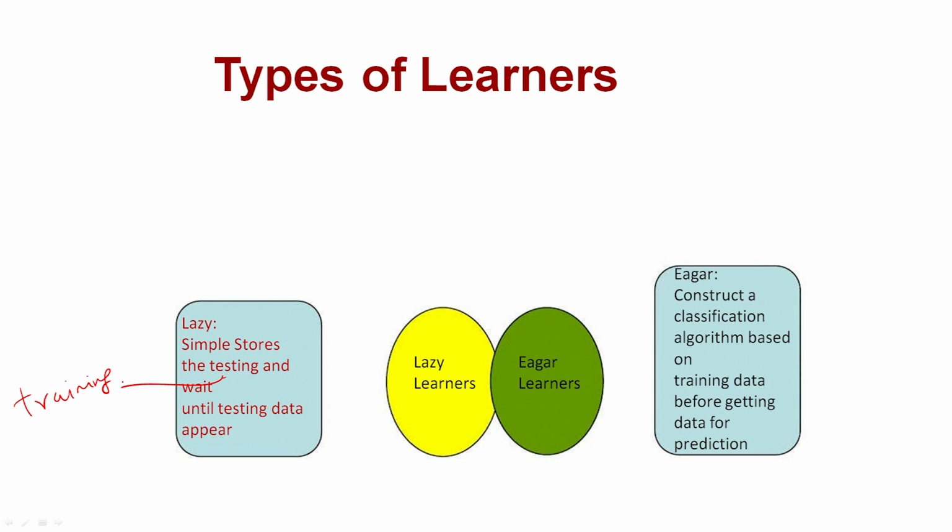So you store the training data and wait until the test data appears. It can predict, a very fast method. But eager learners will construct a classification algorithm based on the training data and keep it ready, and then it can do that. So let me explain in a much better way.